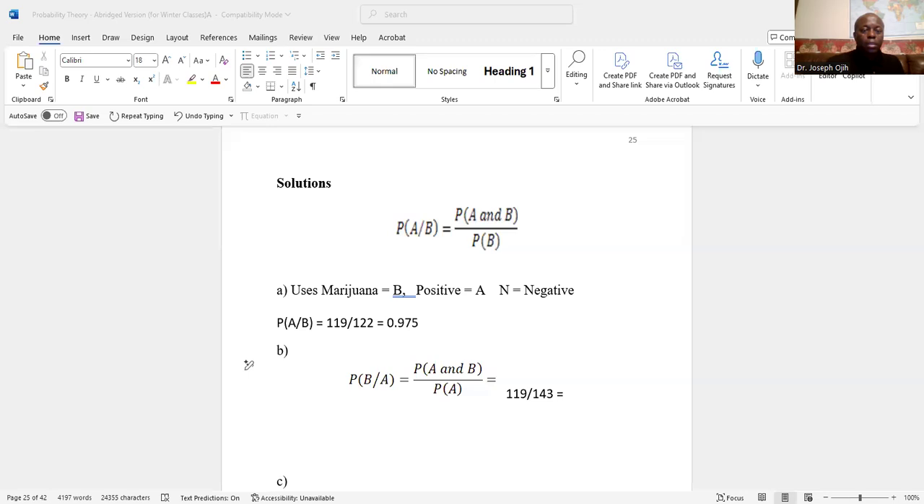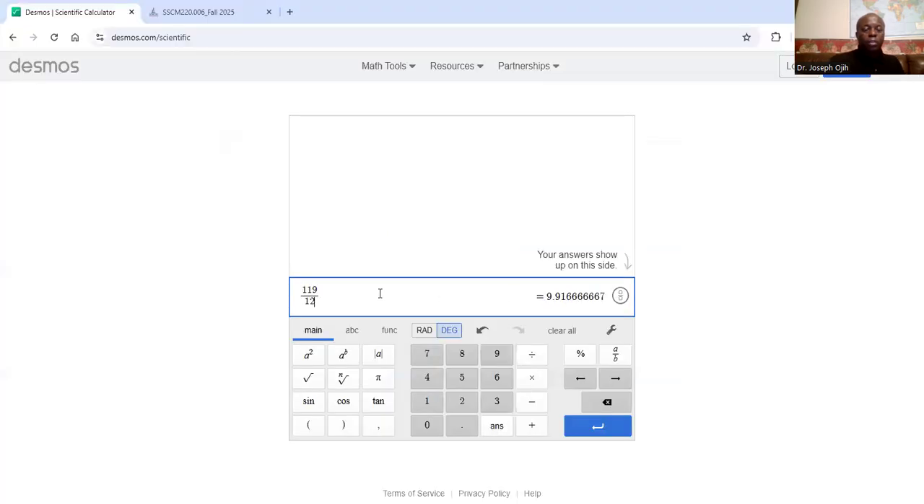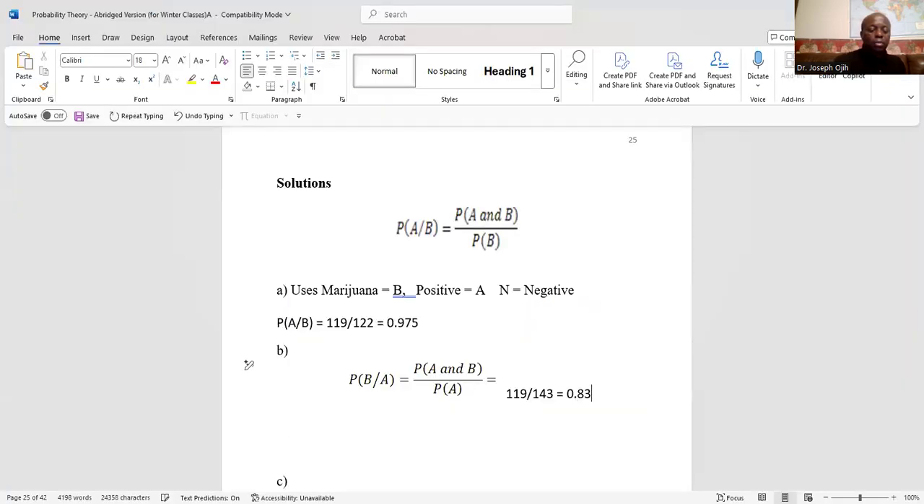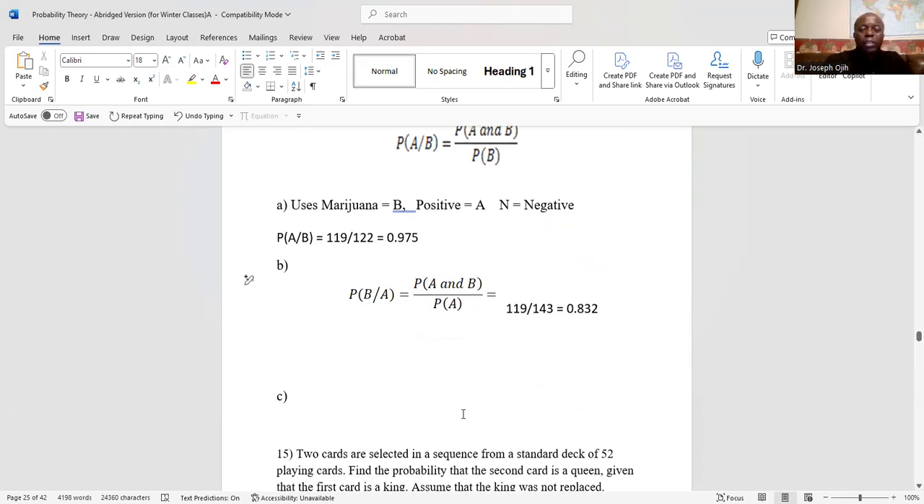So we got 119 divided by 143, and that gives us 0.832. So there is about an 83.2% chance that the subject who uses marijuana will test positive, and so on and so forth. So that's how you do it.